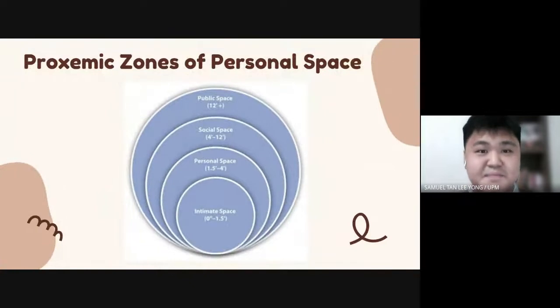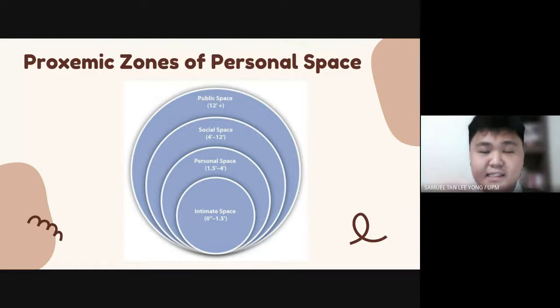And this is the proxemic zones of personal space. It is more like a physical distance between teachers and students. We have public space, social space, personal space, and intimate space. So teachers will need to observe, and then they need to decide which type of space is appropriate to apply in different situations.